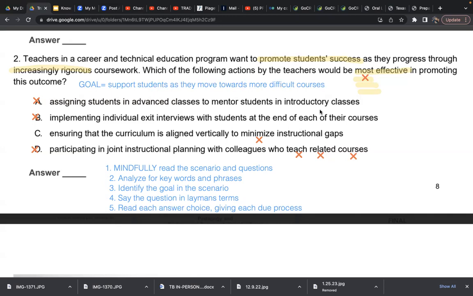So solidifying our vertical alignment of that content area, and vertical means that you're going from, for the purposes of your exam, sixth grade, seventh grade, eighth grade, ninth grade, 10th grade, 11th grade, 12th grade. So vertically aligning so that the sixth graders get the knowledge, concepts, and skills necessary for them to be able to succeed in seventh grade, and so on and so forth. So that by the time they get to 12th grade, which is going to be crazy rigorous coursework, it's easy peasy lemon squeezy because we vertically align so well to build and scaffold on all our knowledge and skills.